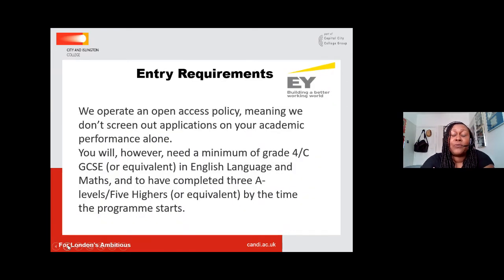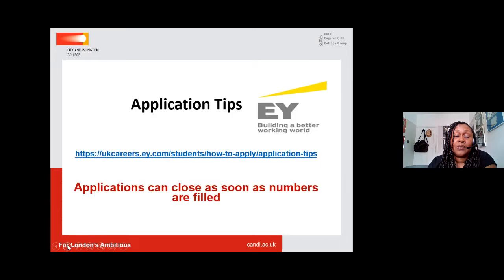If you pay attention here to the entry requirements, they make it clear that they operate an open access policy, meaning that they don't screen out applications on academic performance alone. So they're not just looking at academic ability, which is good. But they do require GCSE grades 4 or above in English language and maths, and also 3 A levels. They have a really useful, user-friendly information section on their website, which talks you through the kind of students they're looking for, the capabilities you need, the application processes, etc. Really clear website.